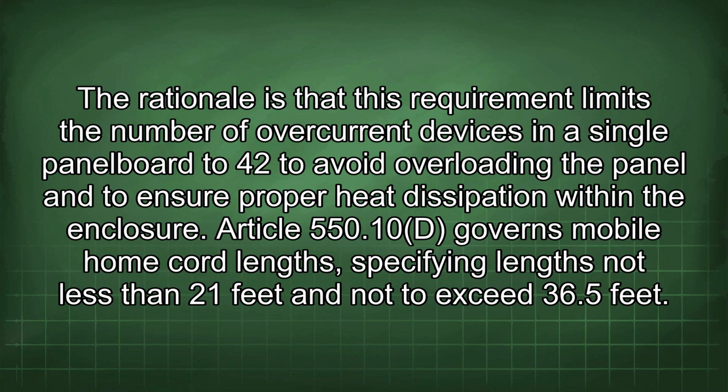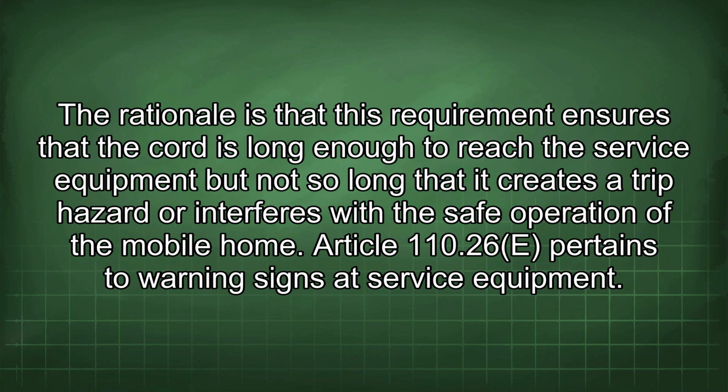Article 550.10d governs mobile home cord lengths, specifying lengths not less than 21 feet and not to exceed 36.5 feet. The rationale is that this requirement ensures that the cord is long enough to reach the service equipment, but not so long that it creates a trip hazard or interferes with the safe operation of the mobile home.